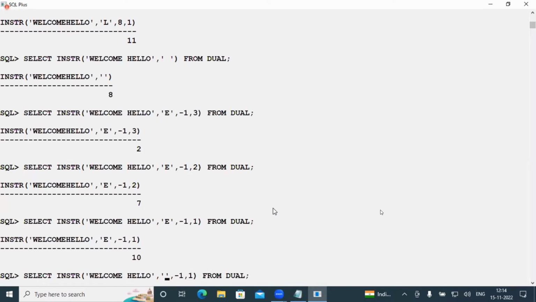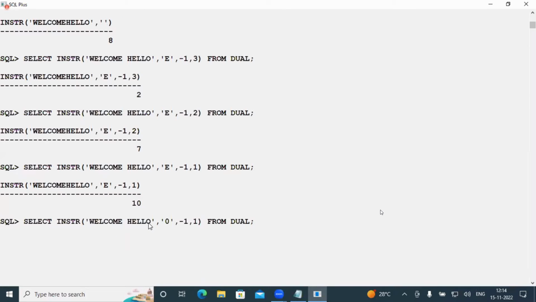I'm changing this O. -1, comma 1 I'm giving. What is my position of first occurrence of O? So -1 means here. From there, your first occurrence of O, including that now, so that means 13.